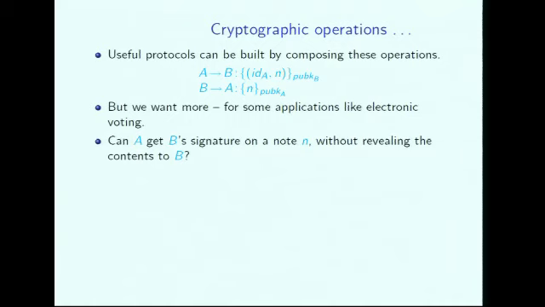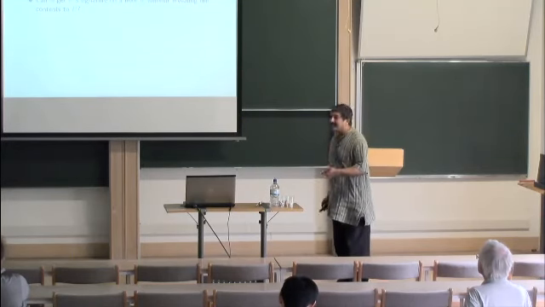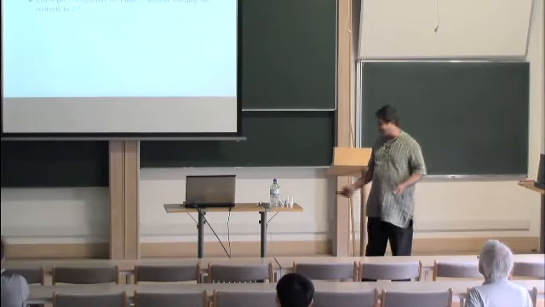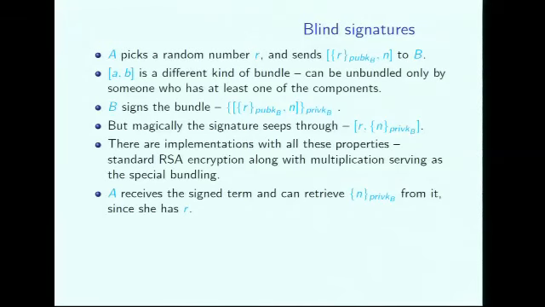Now, for instance, if you want blind signatures, the sort of thing that electronic voting asks for, A wants to get B's signature on some note N without B being able to read the contents of that note N. Again, there are protocols for this. The way it is done is that A picks some random number R and sends it to B, but the pair operator here, I put a square bracket, is a slightly different kind of bundle, a different kind of pairing. The way it works is that if you have both N and R, you can form the pair, but if you get the pair, you can't unbundle it. If you have one of them, you can get the other.